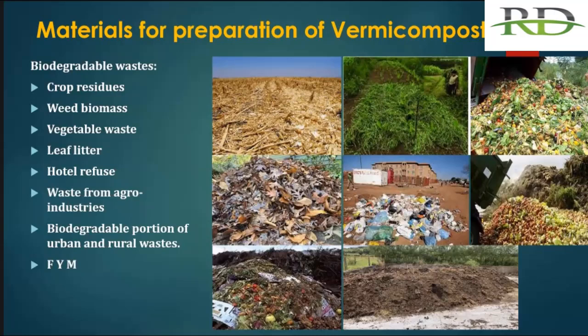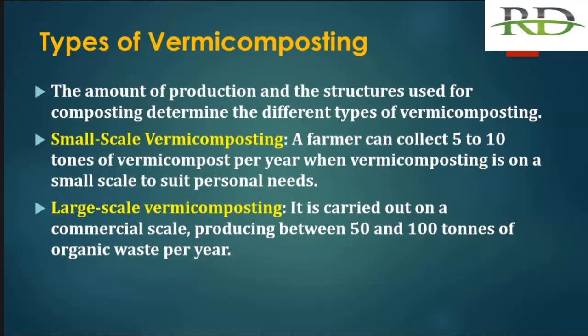Next, the types of vermicomposting. There are two types: large scale vermicomposting and small scale vermicomposting. Large scale is carried out on a commercial scale, processing between 15 to 100 tons of organic waste per year. In small scale vermicomposting, a farmer can collect 5 to 10 tons of vermicompost per year. Small scale is suitable for personal needs, for those who have small landholdings or pot plantings.